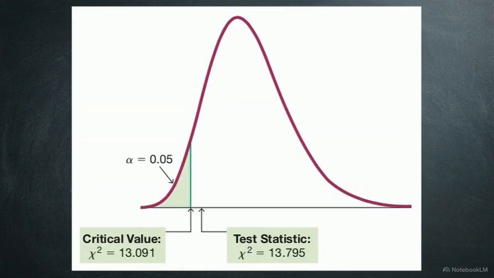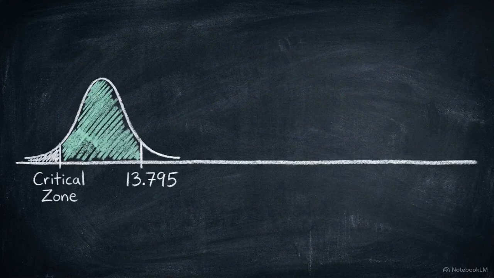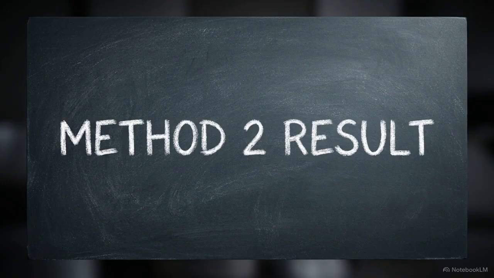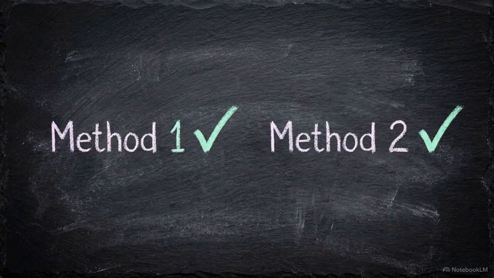This visual maps method 2, the critical value approach. For a left-tailed test with an alpha of 0.05 and 23 degrees of freedom, the table sets a cutoff at 13.091. Plotting our test statistic of 13.795, it lands completely outside that green rejection region. Because the test statistic falls outside the critical zone, Method 2 also dictates that we fail to reject the null hypothesis. Both of these comparison tests align perfectly. That leaves only the boundary testing method to act as our final mathematical confirmation.